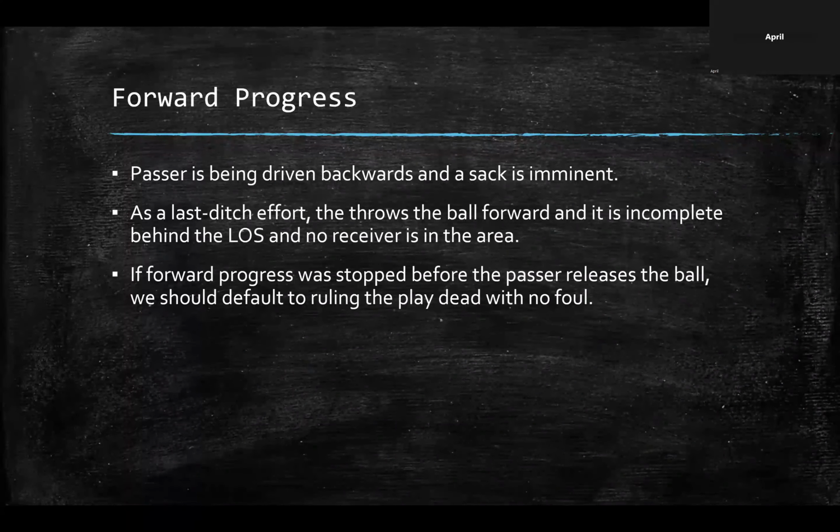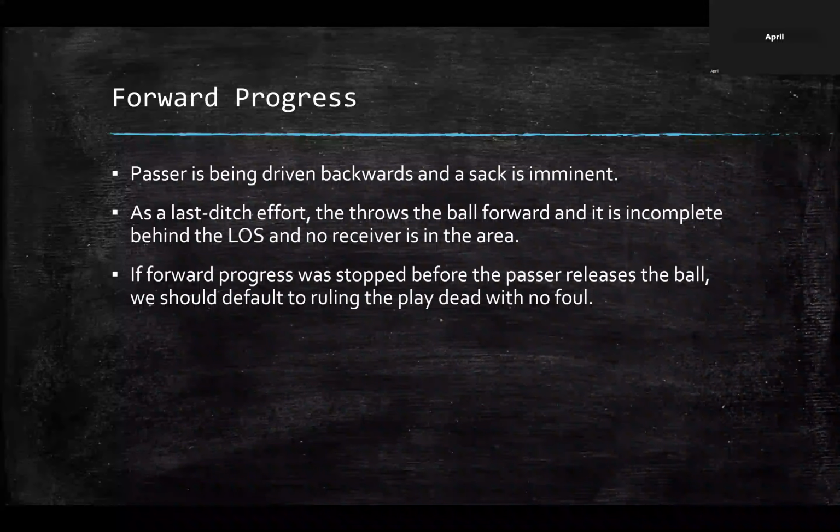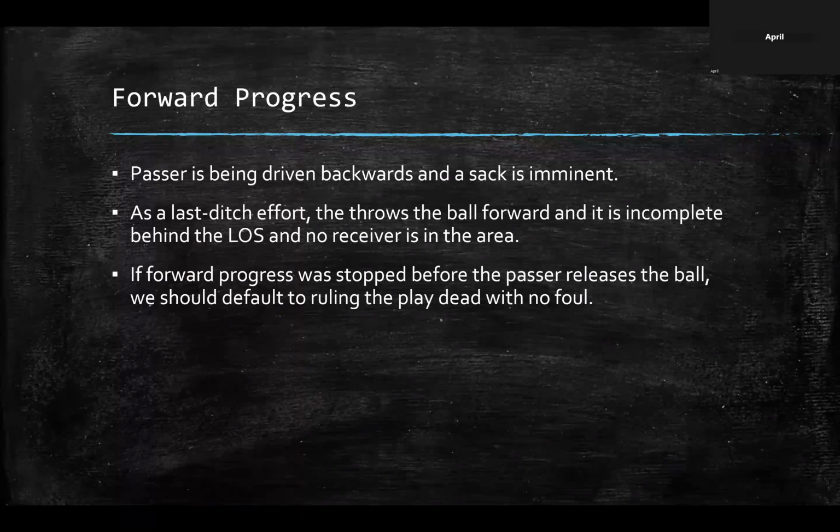Because if forward progress was stopped before the passer releases the ball, we should default to ruling the play dead and having no foul. Because by rule, since the forward progress had ended, the play is over and we can't have a dead ball foul for intentional grounding. So we want to default here to giving the defense the sack and moving on. We don't want to have to take the time to throw the flag and talk to everybody and enforce the intentional grounding, move them back 5 yards, when really the defense is just going to be happy they got a sack and we can keep the pace of the game moving.